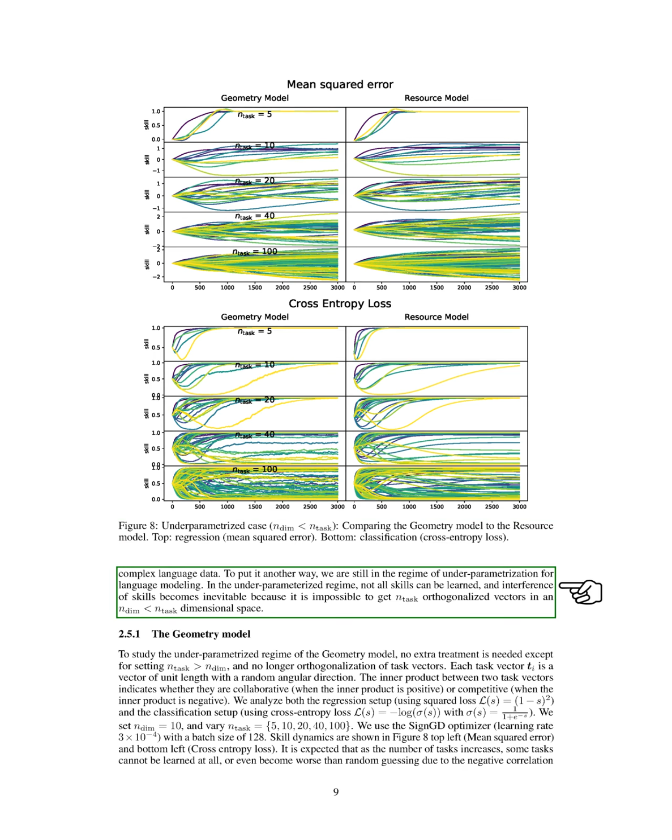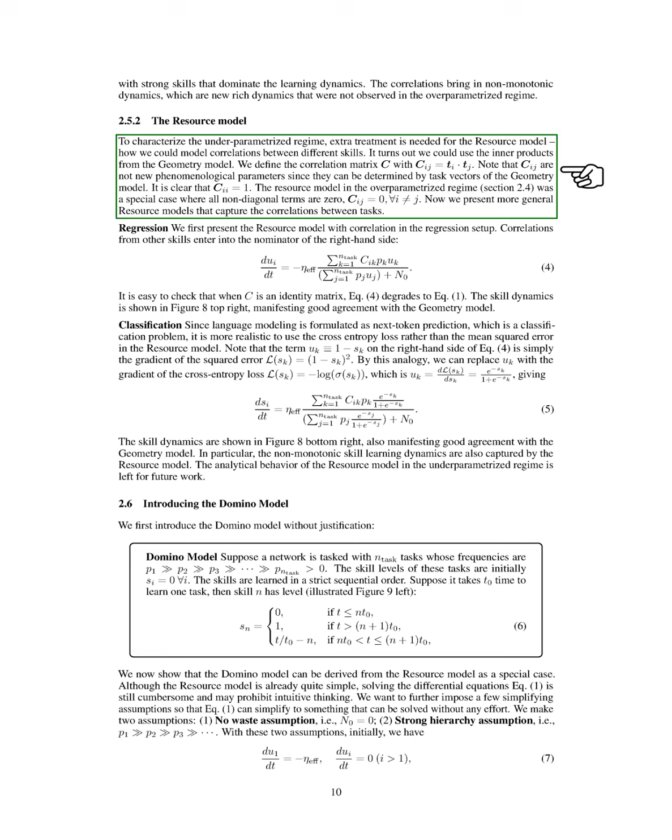Our findings show that as the number of tasks increases, some tasks may not be learnable or may perform worse than random guessing due to negative correlations with stronger skills. These correlations lead to complex dynamics that differ from those seen in overparameterized models. For the resource model, we need to account for correlations between different skills. We can use the inner products from the geometry model to define a correlation matrix. This matrix helps us understand how skills relate to one another. In the overparameterized regime, the correlation matrix had all off-diagonal terms as 0, but now we present a more general model that captures these correlations.